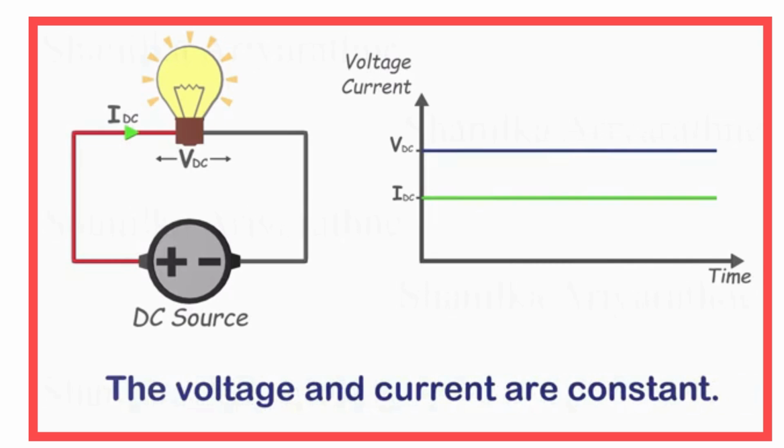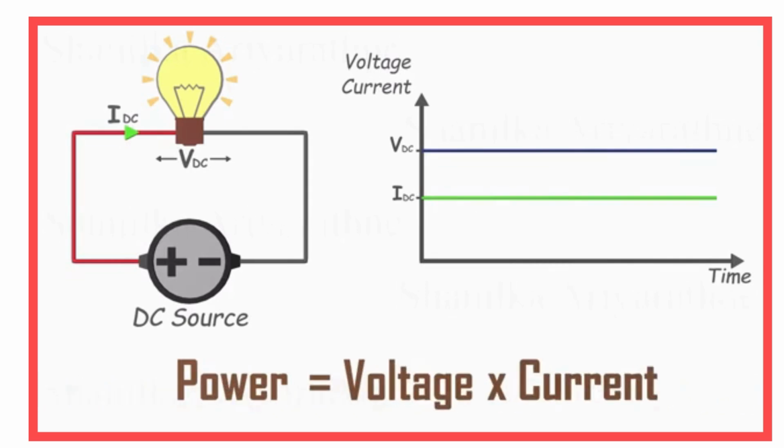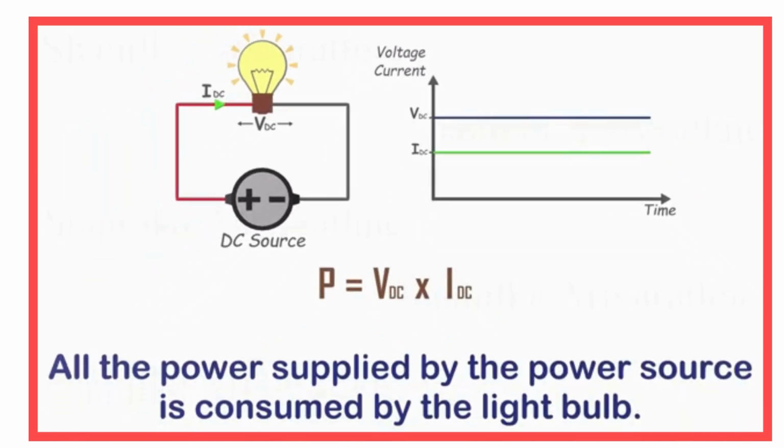Since the voltage and current are constant, we can calculate the power used by the light bulb by simply multiplying the voltage and current. It's a straightforward calculation. If we neglect the wire resistance, we can confidently state that all the power supplied by the power source is consumed by the light bulb.